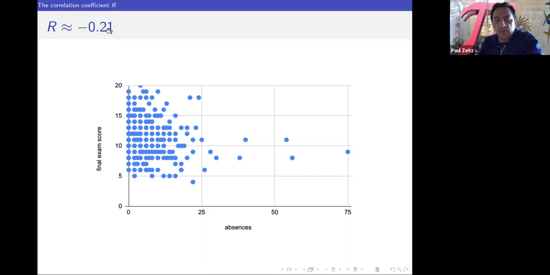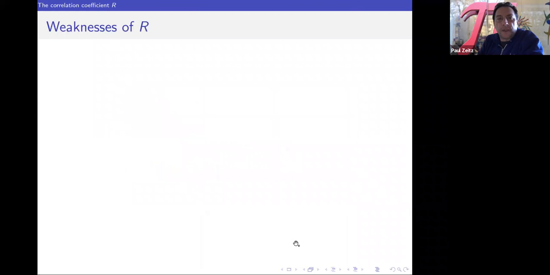And when we look at regression lines, we'll get another idea about what this is. Okay, so what are some of the problems with R?